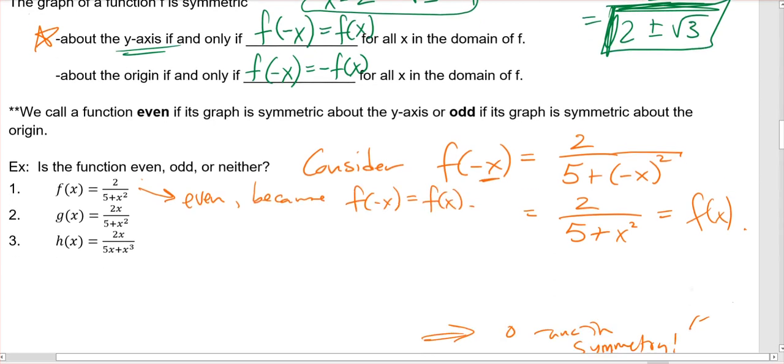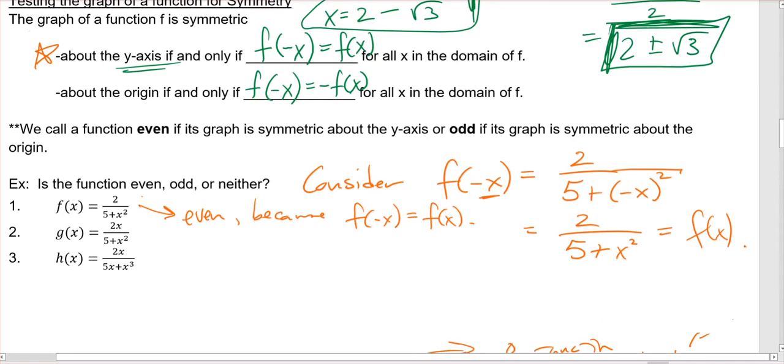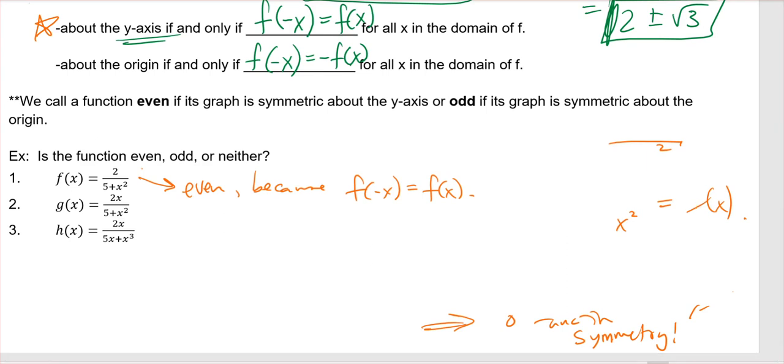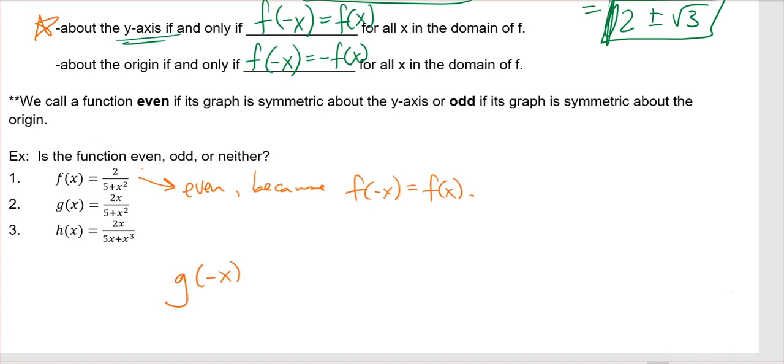All right, great. And this is the same process. We're going to do this for all of these functions. When we're checking to verify, is it odd, even, or neither, we're just going to do the same thing. Just put a negative number in there and see what happens. So let's do that for part 2 here. For part 2, we got g of negative x. We can put that in there. So we got 2 and then negative x on top, 5 plus negative x squared on the bottom. And then we simplify it.